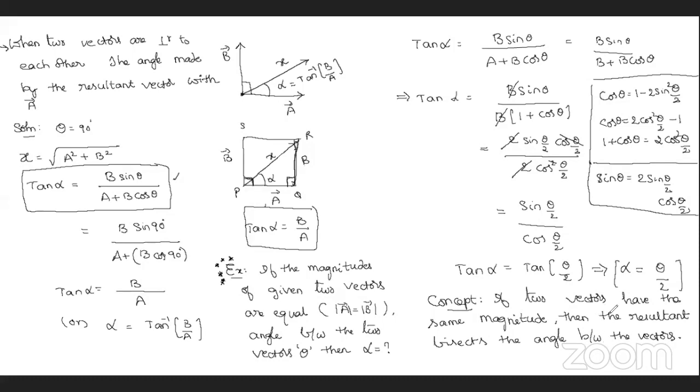Anything wrong in my statement? Correct only, sir. Two vectors have the same magnitude or different magnitude? Same magnitude. Then only the resultant vector bisects the angle between the two.